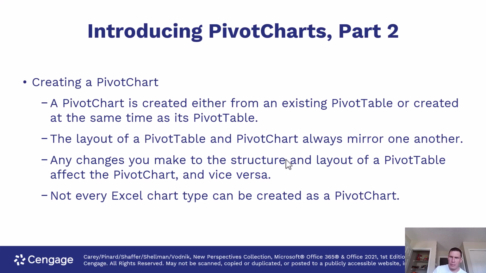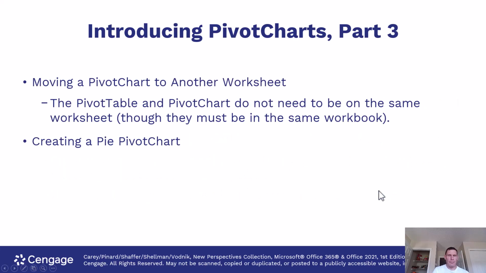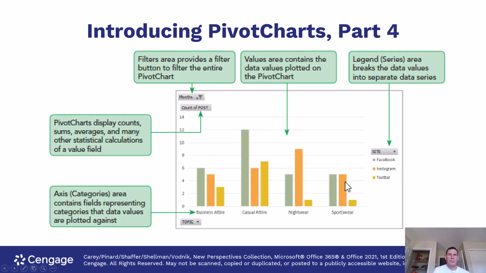The layout of a pivot table and pivot chart always mirror one another. That's important to bear in mind. Any changes you make to the structure and layout of a pivot table affect the pivot chart and vice versa. And not every Excel chart type can be created as a pivot chart. So that's also good to know. Now, moving a pivot chart to another worksheet does sometimes come up. The pivot table and pivot chart do not need to be on the same worksheet, although they have to be in the same workbook.